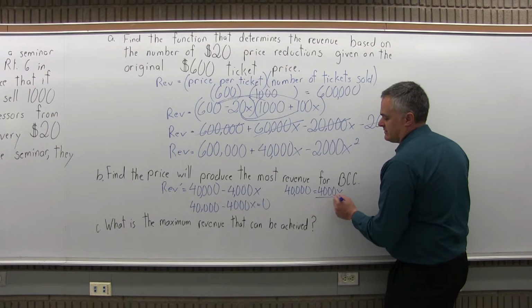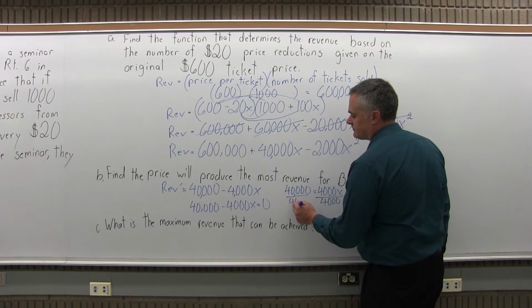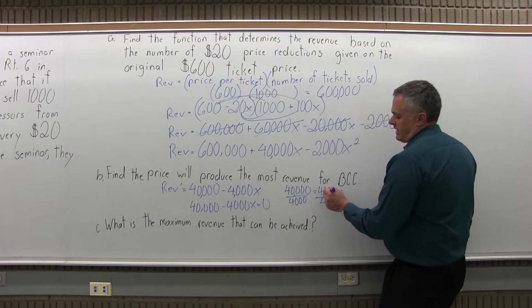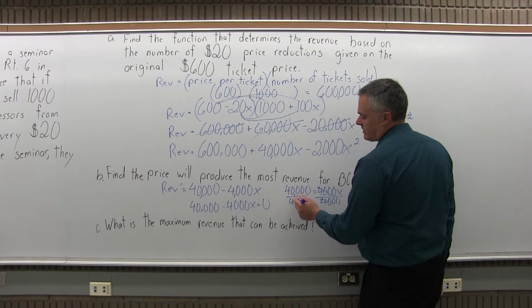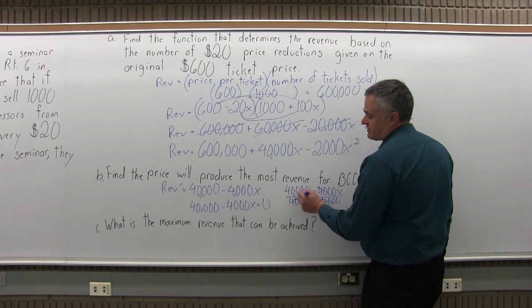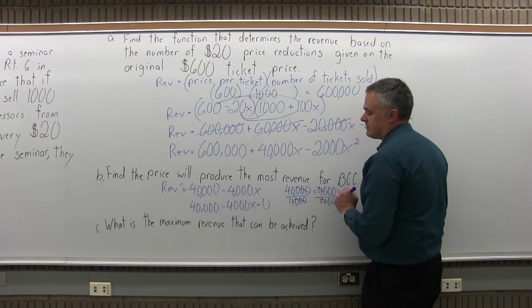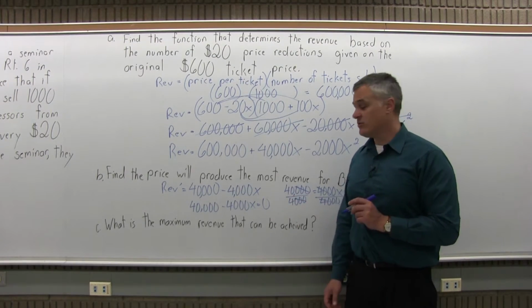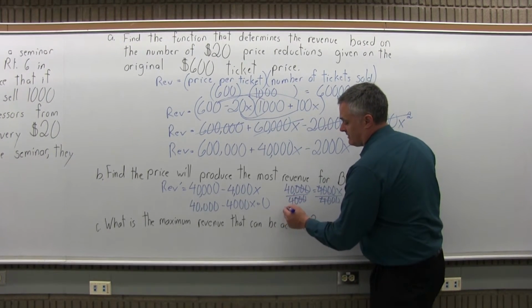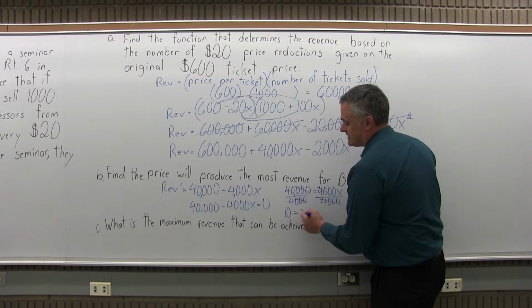Divide out the 4,000. Divide by 4,000. Divide by 4,000. And now my 4,000s cancel on the right side. And the 3 zeros in the 4,000 in the denominator will eliminate 3 of the zeros in the 40,000 on the top. I have 40 over 4, which I can reduce to 10. So I have 10 equals x.